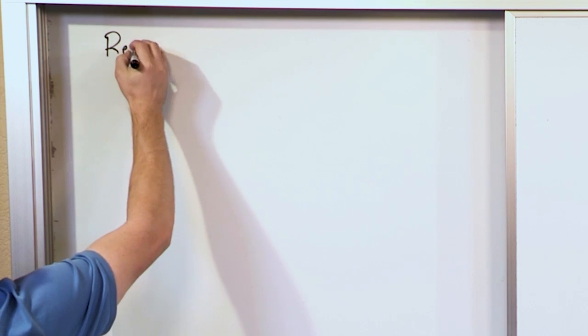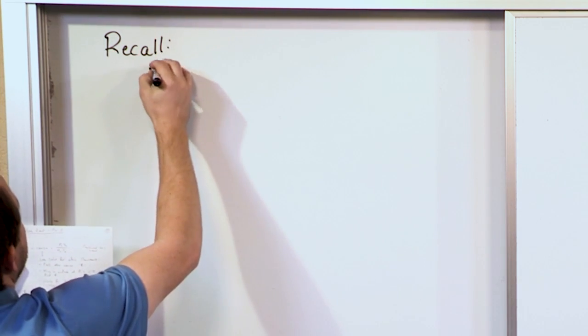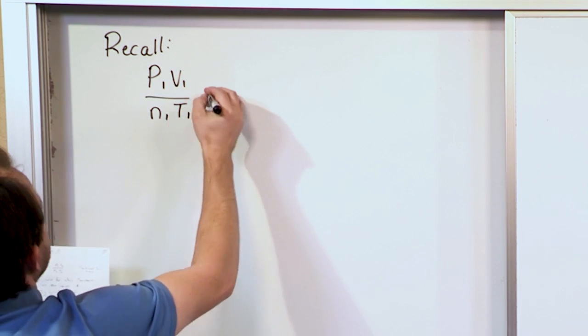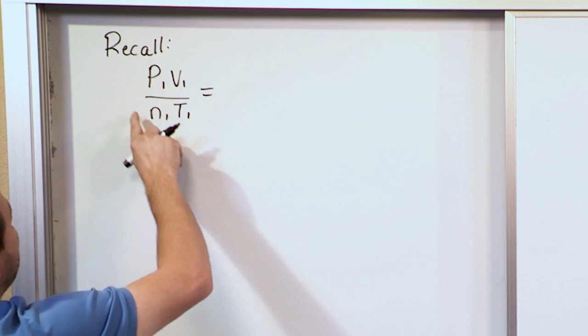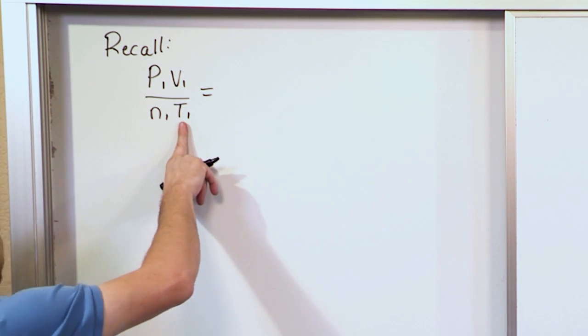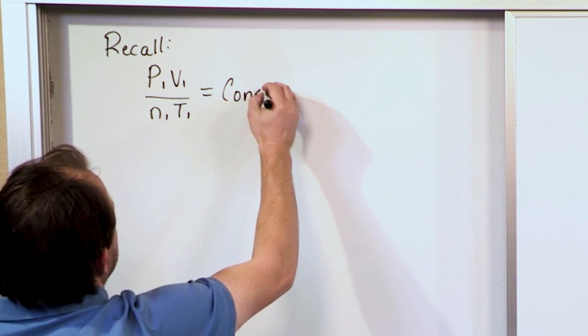So in order to understand where it really comes from, recall something that we learned in the very last section. The combined gas law was P1V1 over N1T1. And we said that no matter what gas you have, if you know its pressure, its volume, the number of moles, and its temperature in Kelvin, and you do this calculation, you're going to get a constant.